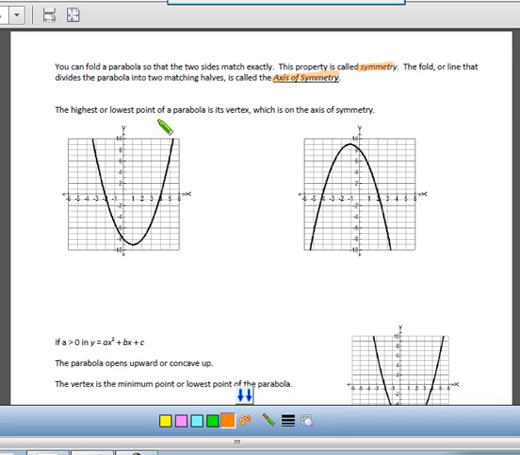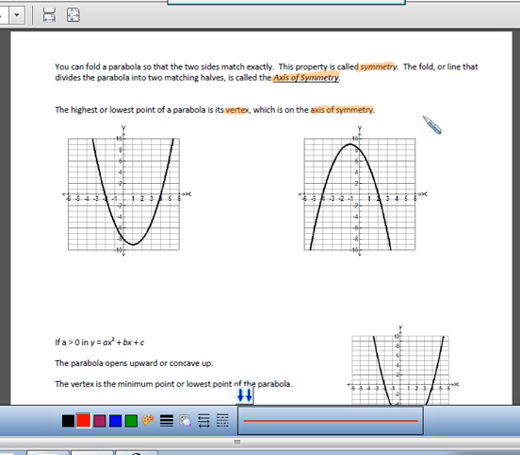The highest or lowest point of the parabola is the vertex, which is on the axis of symmetry. I often think of the vertex as the point that the axis of symmetry needs to go through. So once you find that point, you basically have your equation for the axis of symmetry. It's whatever the x value is. Alright, and I'll show this to you really quick.